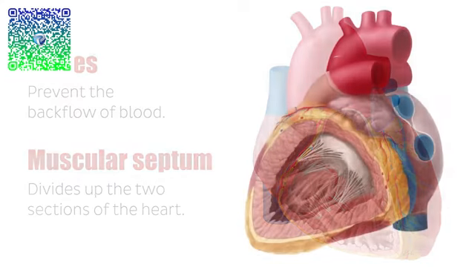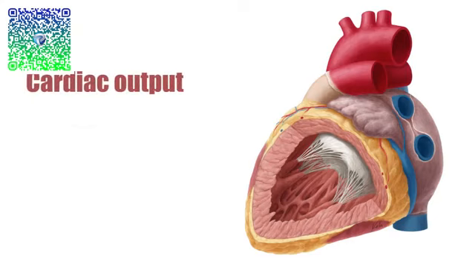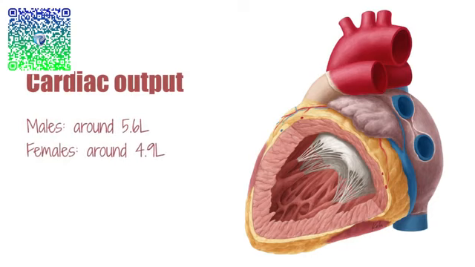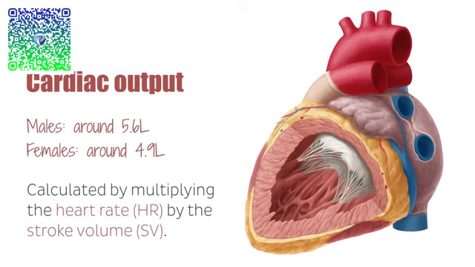The amount of blood in liters that is pumped out of the heart per minute is known as the cardiac output, which is around 5.6 liters in males and 4.9 liters in females. It can be calculated by multiplying the heart rate, which is the number of beats per minute, by the stroke volume, which is the amount of blood that collects in the ventricles when they are at full capacity and about to contract. The cardiac output varies, depending on whether the person is exercising or resting.